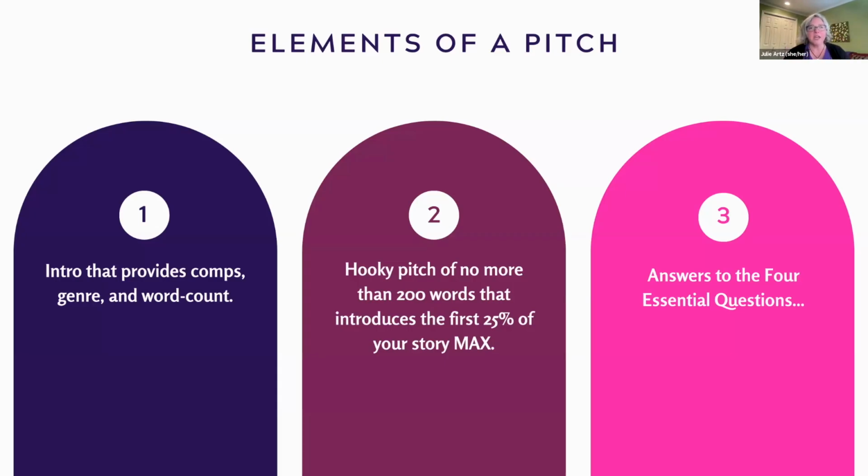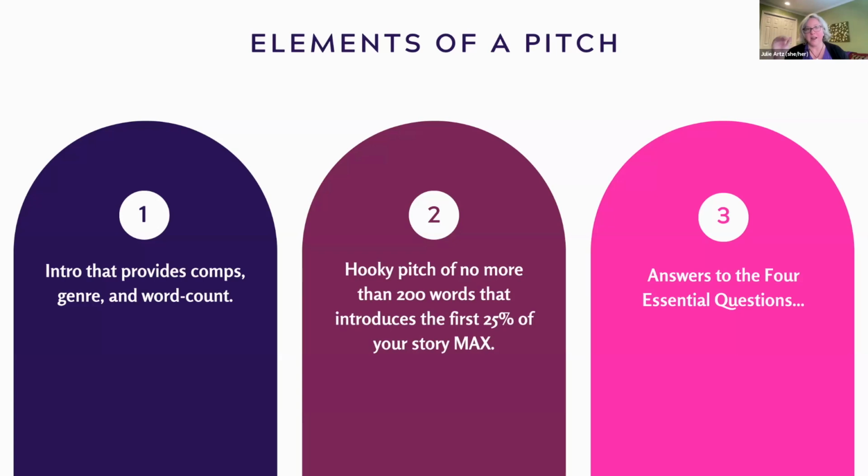And that's the part that is going to give us the comp titles, the genre, and the word count of what you're working on. If you're still in a first draft and you don't know exactly how long it's going to be, don't worry about the word count for now. You'll just put an estimate of what is normal for market, and that'll give you a word count to shoot for. And then after that, you're going to have a hooky pitch of no more than 200 words, right? That just introduces the first 25% or so of your story max up to the inciting incident.